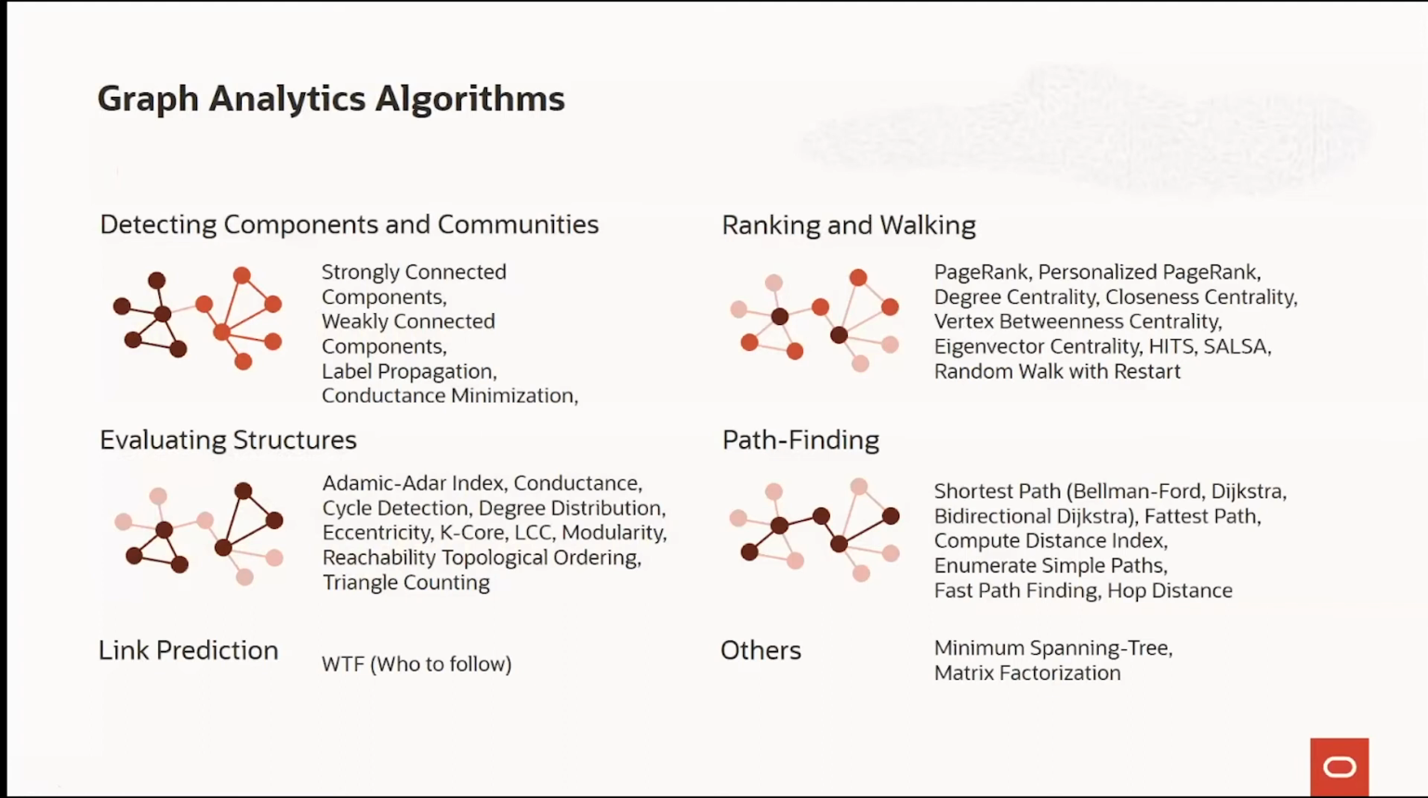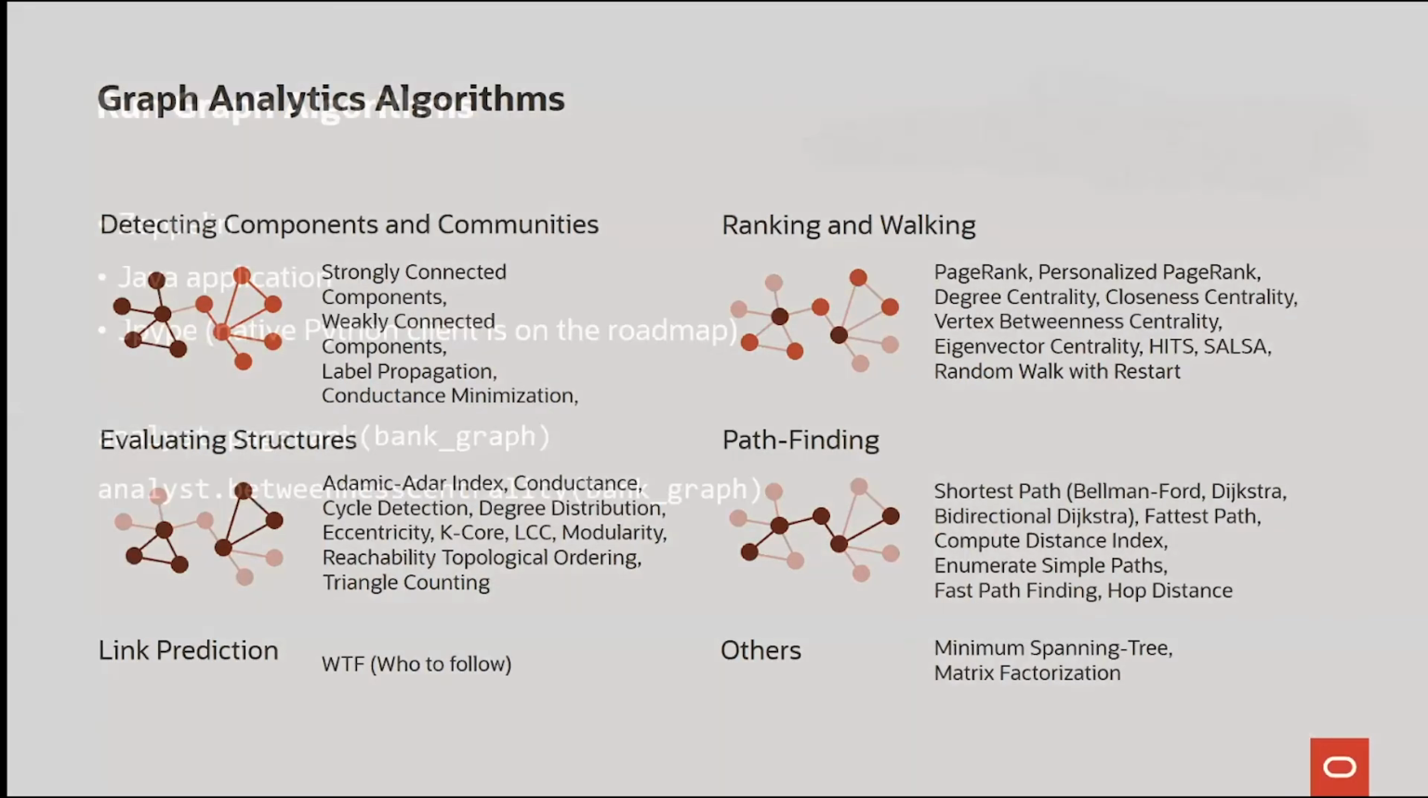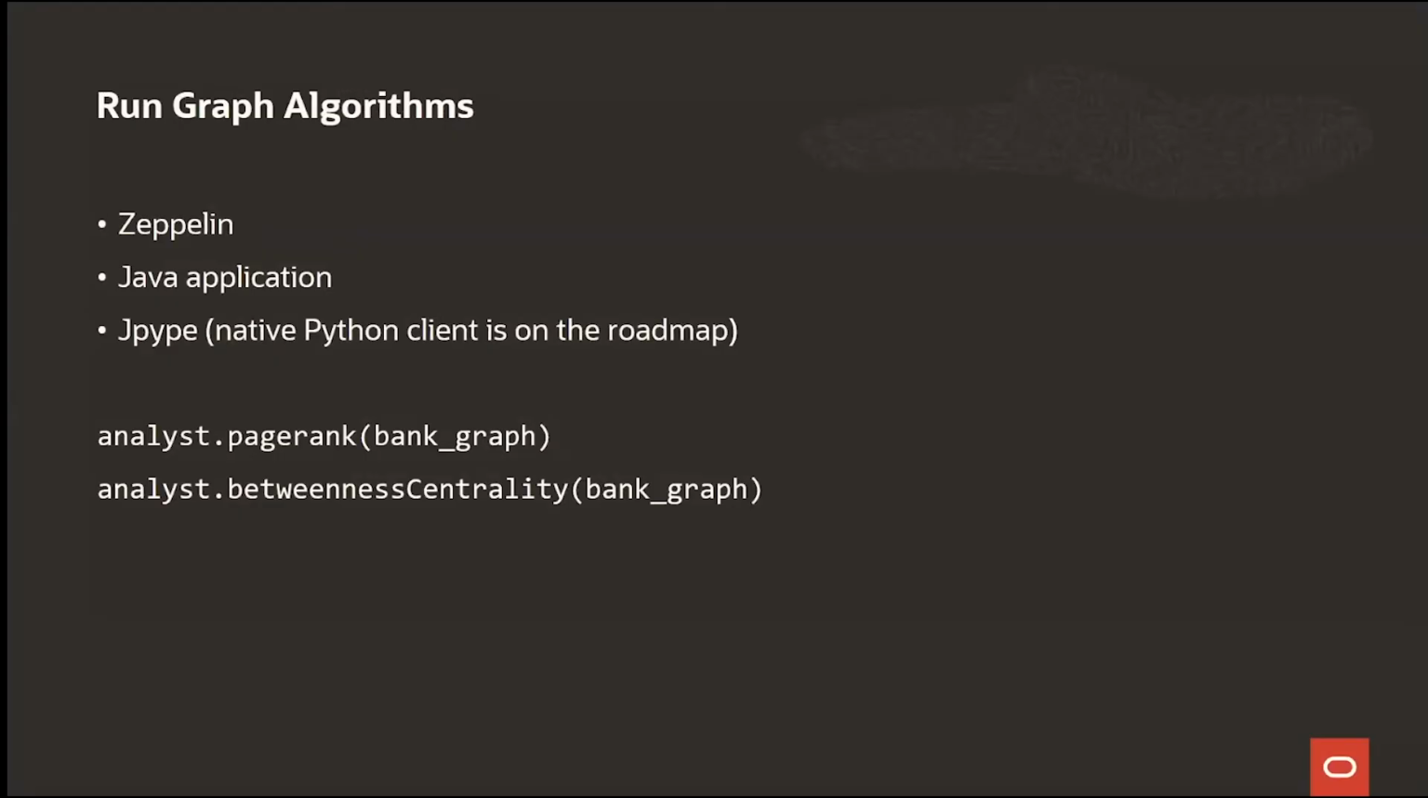So now the graph algorithms I talked about: degree centrality, PageRank, betweenness centrality, detecting communities, right? Strongly connected communities, communities that are connected to each other. There are many different algorithms that we have. So these are some of the over 50 algorithms that are available as part of the property graph feature.